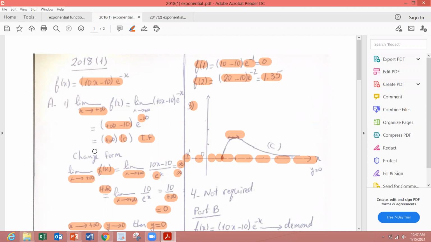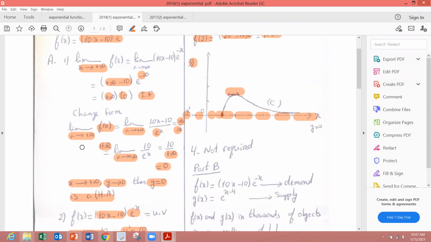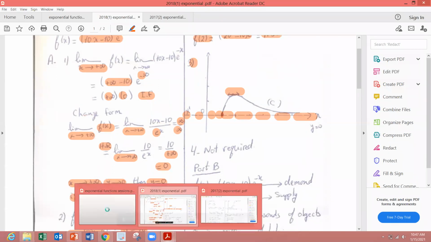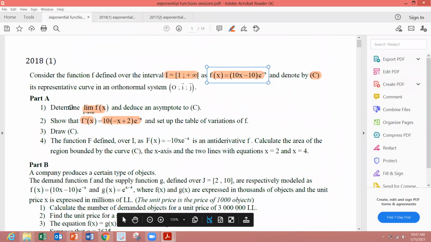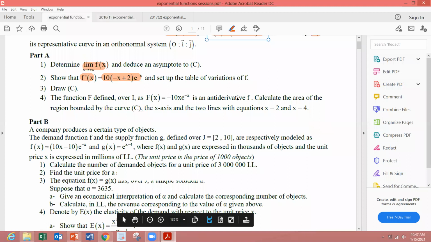Did you copy this one? Yes. Okay, part 4, about integral and area, about antiderivative and area, is not required. It is not required for this year.